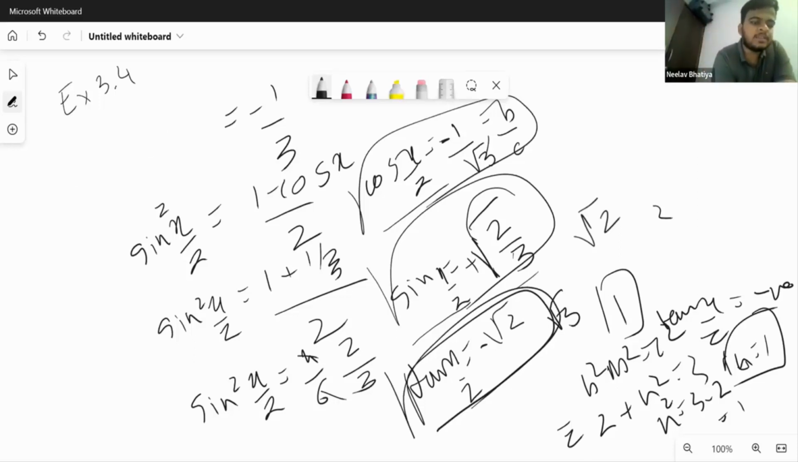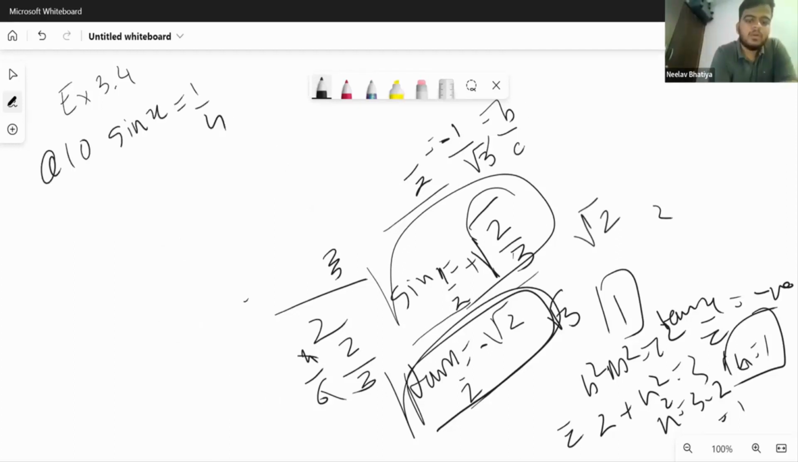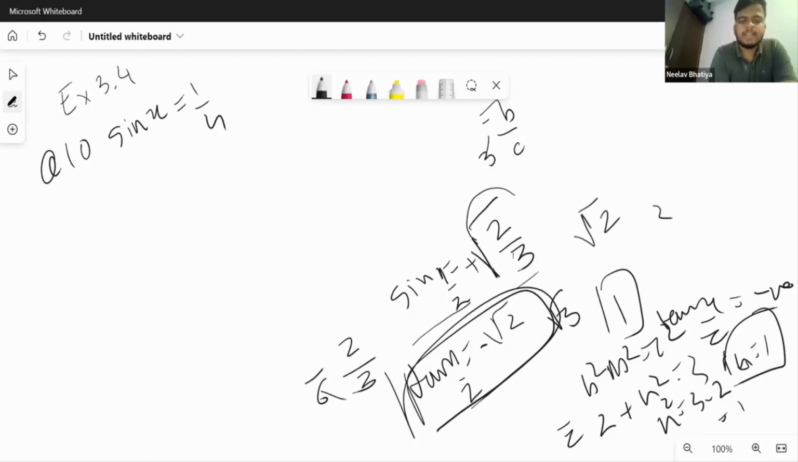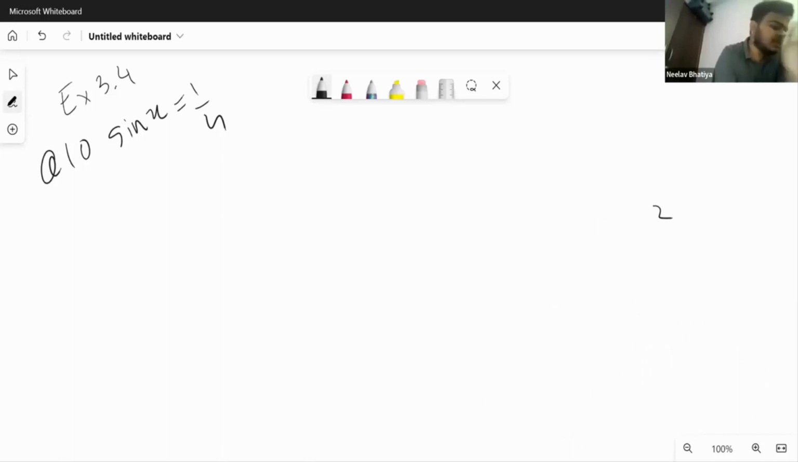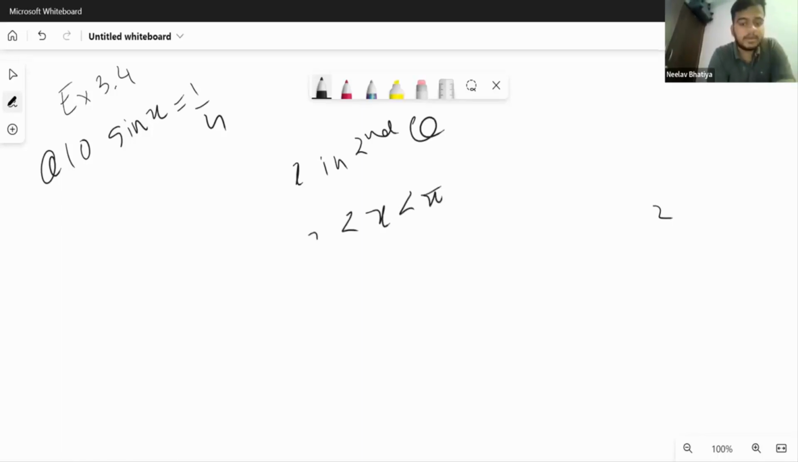Moving on to the last question that we have for the day. Question number 10. You are given sin x as being equal to 1 by 4 and x is in the second quadrant, right? It's going to be repetitive now, so I might pick up the pace. So x is less than pi, but greater than pi by 2.